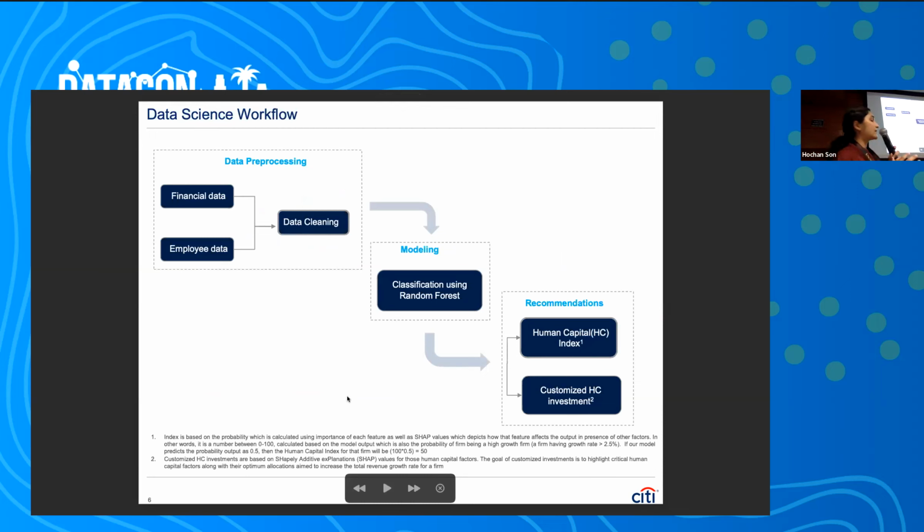So this is our data science workflow. It is divided into three parts. First is data pre-processing, second is data modeling, and third is making recommendations. In data pre-processing, we get the financial data and the employee-level data, clean it, and merge it together. As you know, data scientists spend almost 80% of their time on data cleaning, so we do spend a lot of time in this first chunk.